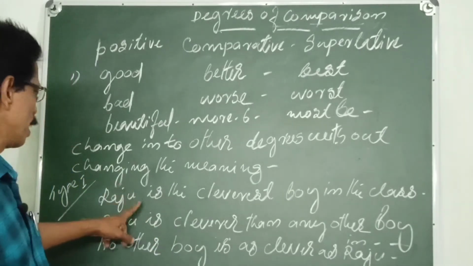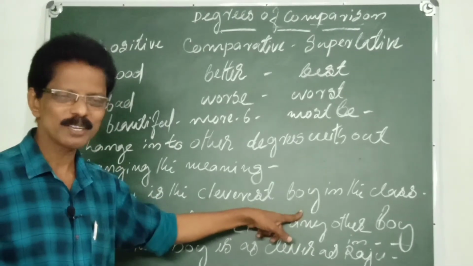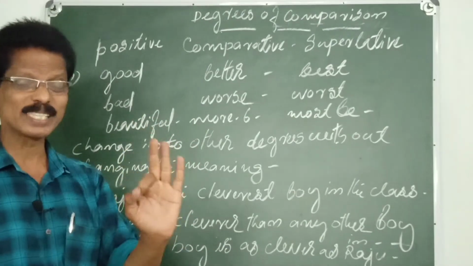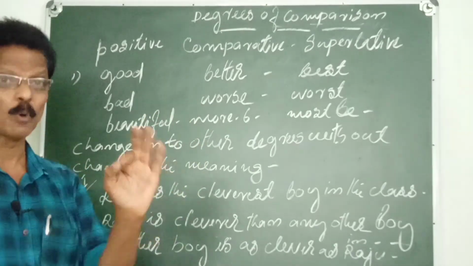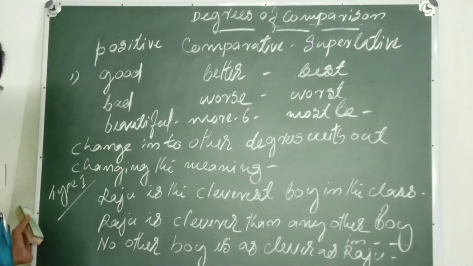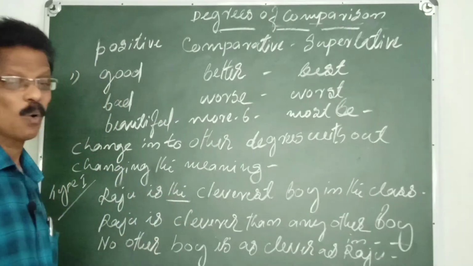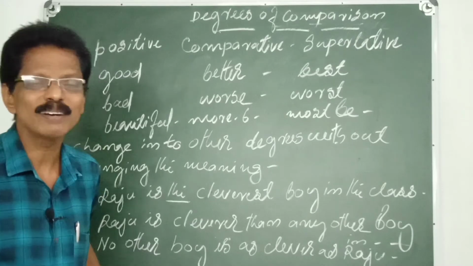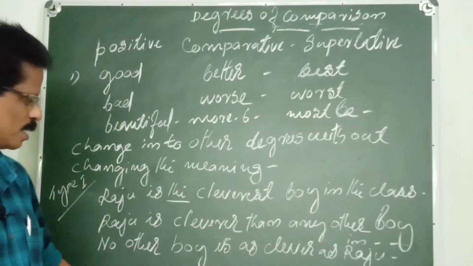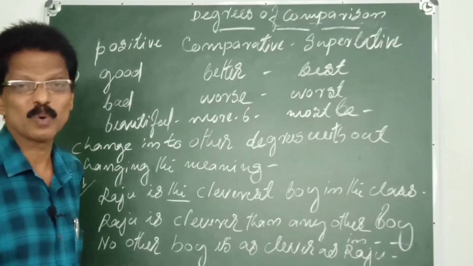For example, Raju is the cleverest boy in the class. Take for example Raju, Rajesh, Rahul, anyone. He is the best or the cleverest or the most intelligent or the most beautiful, or the most handsome. Superlative. Don't forget, when you use the superlative degree, the word "the" must be there. Raju is the cleverest boy in the class.